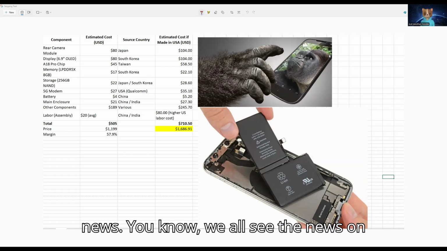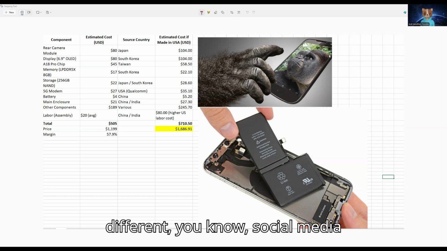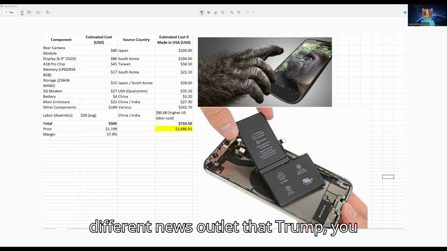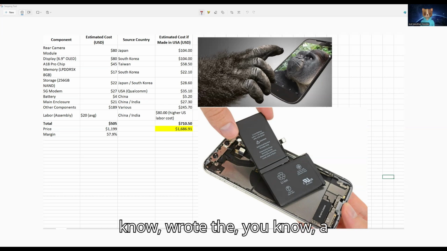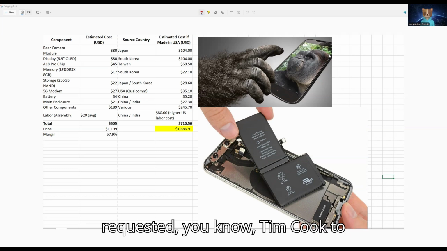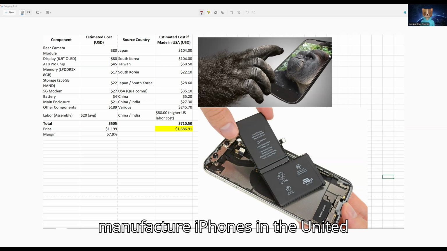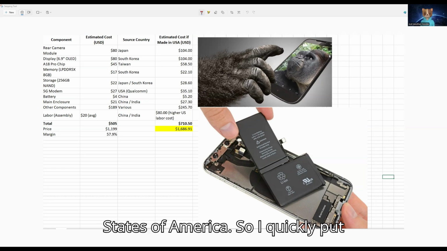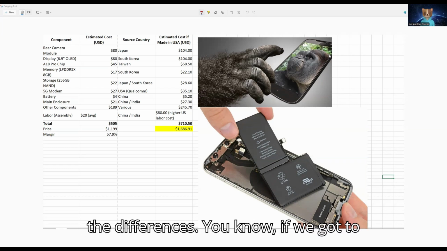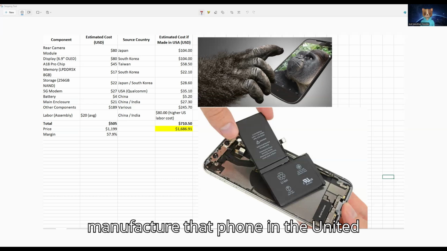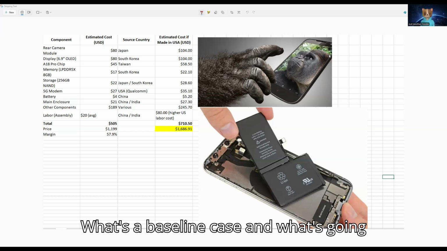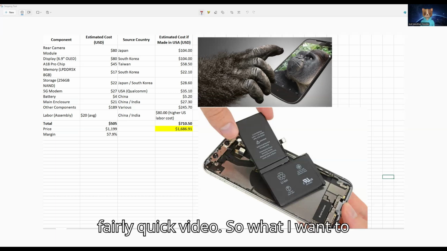Everybody knows the news. We all see the news on different social media platforms like X and different news outlets that Trump wrote a post on his social media platform requesting Tim Cook to manufacture iPhones in the United States of America. So I quickly put together a simple spreadsheet just to show you the differences. If we had to manufacture that phone in the United States of America, what would be the cost? What's a baseline case? And what are going to be the challenges? It's going to be a fairly quick video.